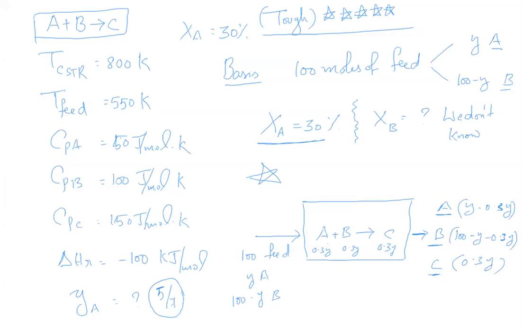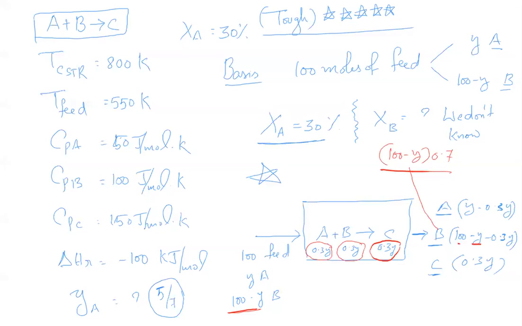Now take these components and write the energy balance. Somebody will make a mistake here. They will write it as 100 minus Y into 0.7, assuming that 100 minus Y is my feed and 0.3 is converted. That is wrong. We don't know the conversion of B. But still we can solve the problem, because if you know how much A converted, you know how much B converted and how much C formed.